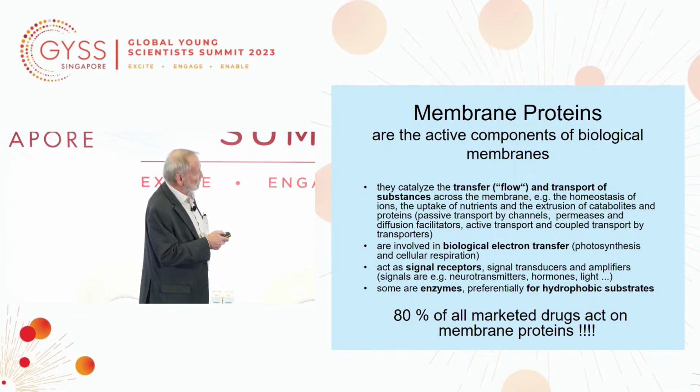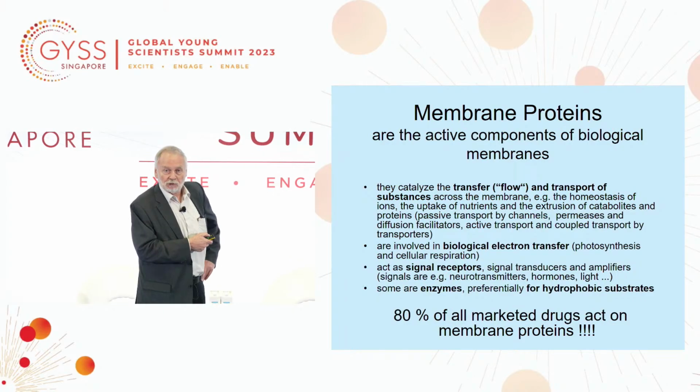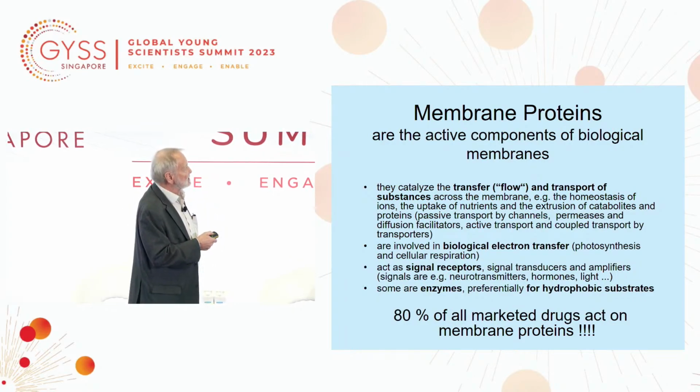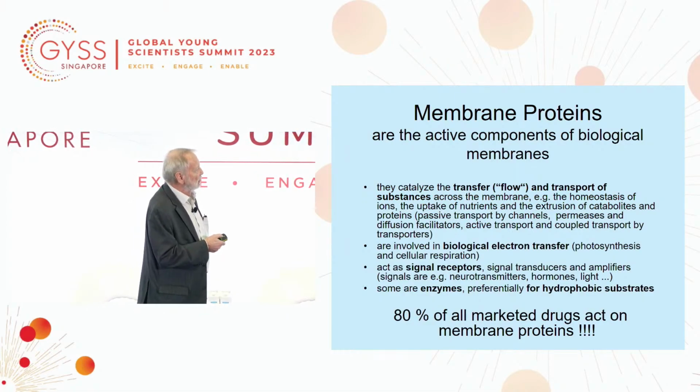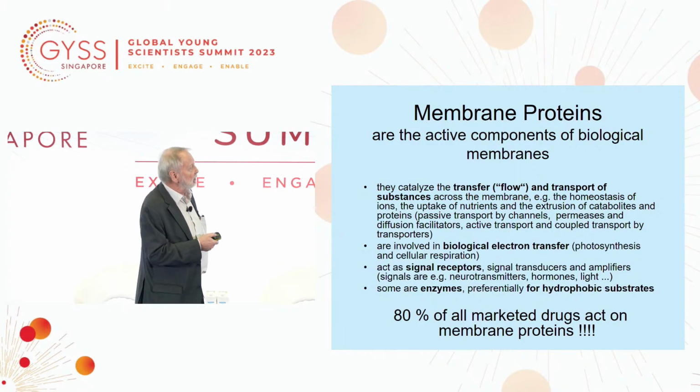And also what is very important in membranes, is that biological electron transfer in photosynthesis and cellular respiration occurs in biological membranes. And this is the major focus of my work. You have already heard about signal receptors, yesterday, a beautiful talk by Brian Kobilka. Signal receptors like GPCRs transduce the signal and amplify it. And what is very important is that 80% of all marketed drugs act on membrane proteins by either inhibiting them or by activating them.